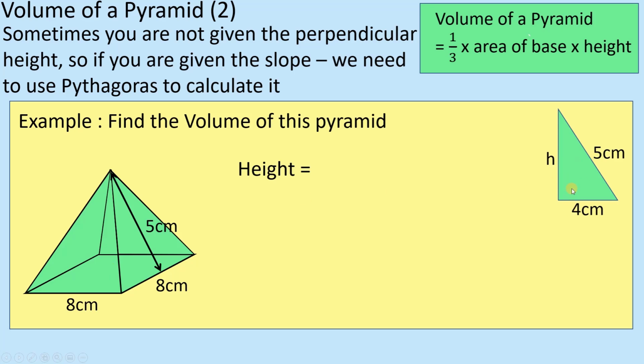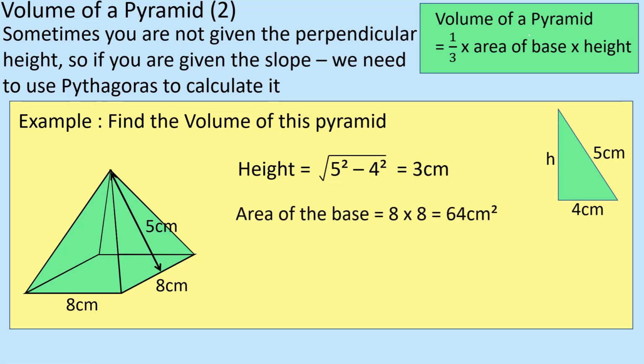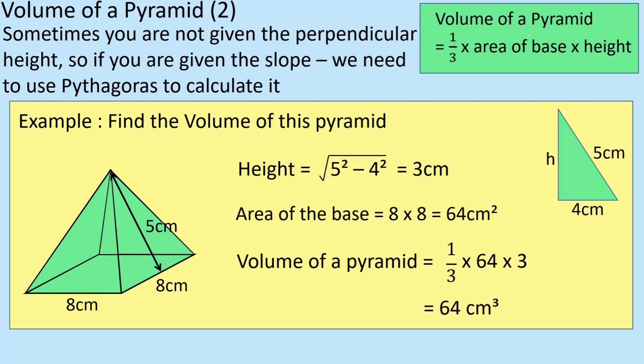And now I'm going to do Pythagoras backwards to try and achieve it. So 5 squared minus 4 squared, square rooted, will give you the height. So let's write that down, which is going to give me 3. So my height of this pyramid is 3. Now I should be able to apply my formula. It's going to be a third times the area of the base, which is 8 times 8, which is 64, and then I'm going to times it by the height, which I've just found out is 3. It's going to give me 64 centimeters cubed.